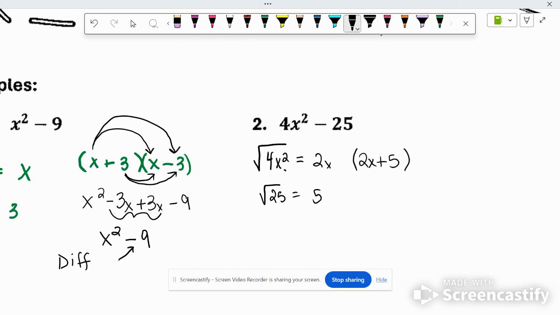And absolutely, 2x plus 5 times the quantity 2x minus 5. So that's how I write the square roots of my perfect squares. That's exactly what we're going to do every single time.